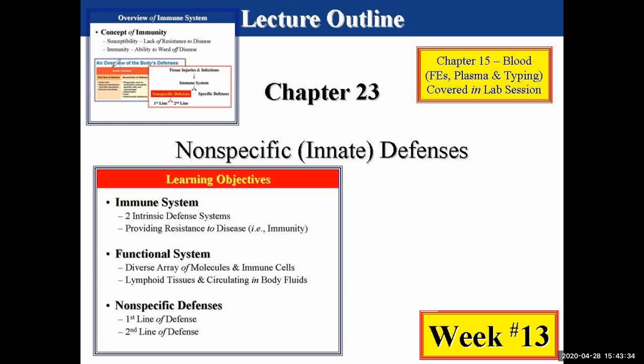So let's talk about the non-specific defense. Under non-specific defense, we have two lines, the first line and the second line. Talking about the first line of defense, we have three items. The first item providing us protection is our cutaneous membrane, or our skin. So intact skin would be an example of a first line of defense.